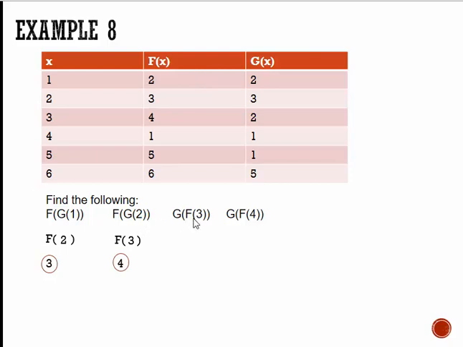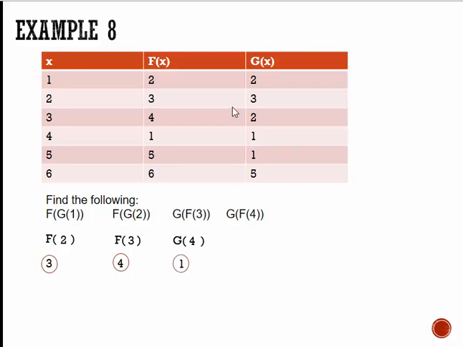G of f of 3. First thing we do is find f of 3. F of 3 is 4, as we just said on the previous problem. So we replace that. We get g of 4. G of 4 is 1. When the input is 4, g's output is 1.